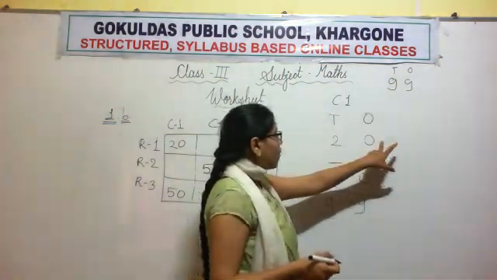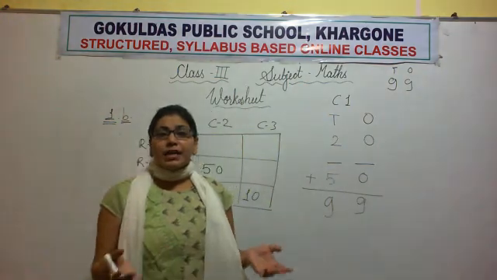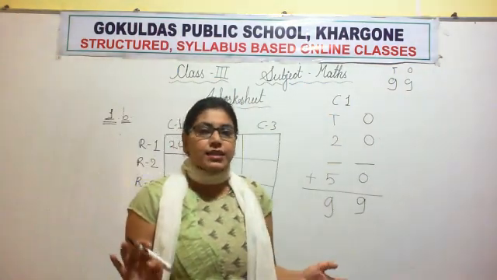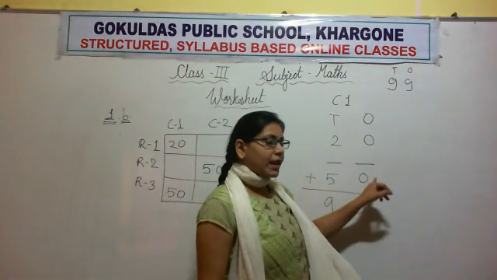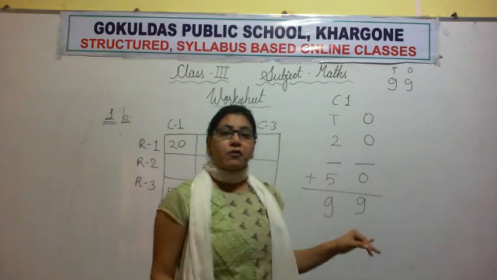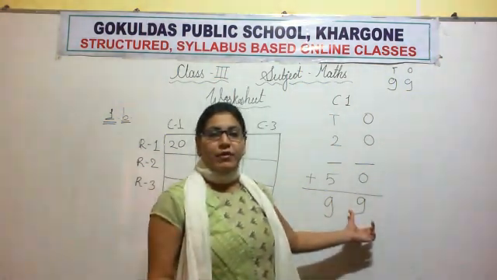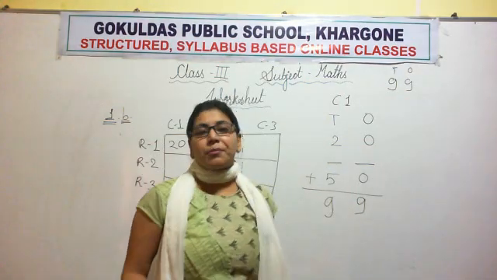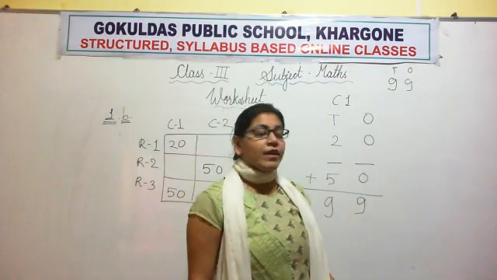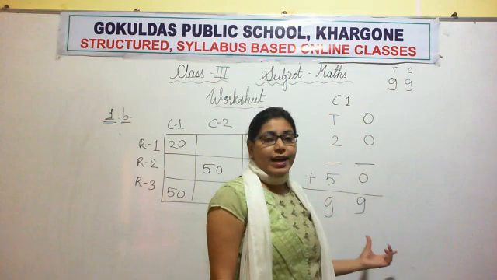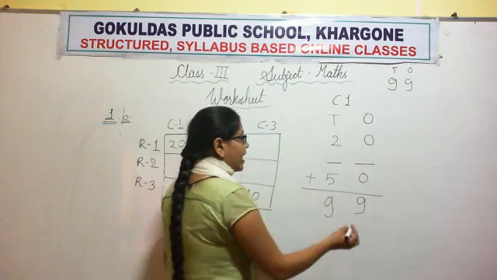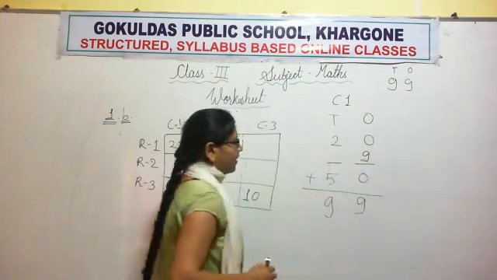Now 0 and 0 is there, so 0 plus 0, nothing plus nothing is nothing. 0 plus 0 is 0. So what we will add in 0 to get 9? Which number we will add? Remember 0 property. Which number we will add in this 0 to get 9? Very good. We will add number 9.